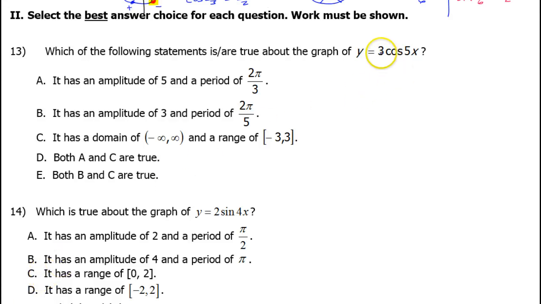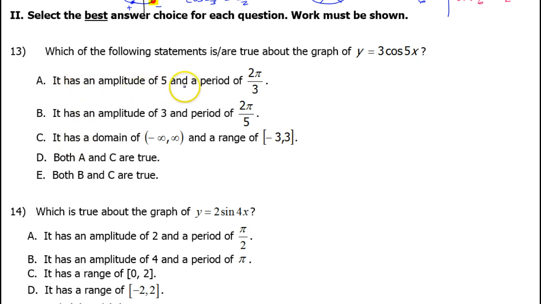In this video, we're going to take a look at a couple of trig equations, and we're going to imagine what the graphs would look like, and we'll answer some questions about those. So let's start with the equation y is equal to 3 cosine 5x. And let's decide which of these statements are true. So basically we'll just do a true or false on each one of these.